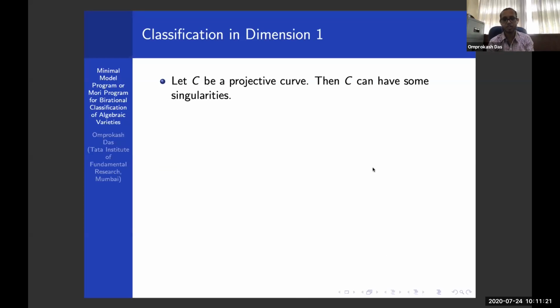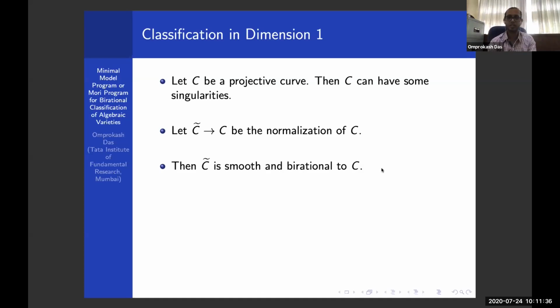So let's see the projective curve. Then of course, you can have singularities like the nodal curve or the cuspidal curve. So let's do the normalization C tilde of C. Then we know immediately that C tilde is a smooth curve, and normalization is always a birational process. This normalization morphism is always birational. So that means if I look at the equivalence class of C, square bracket C, within that class, I already have a smooth curve C tilde.